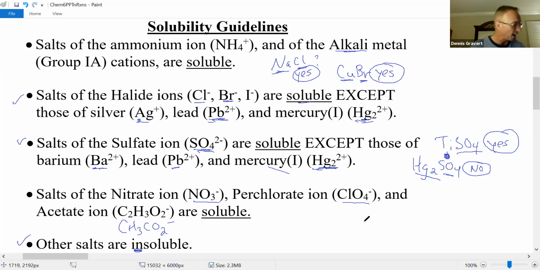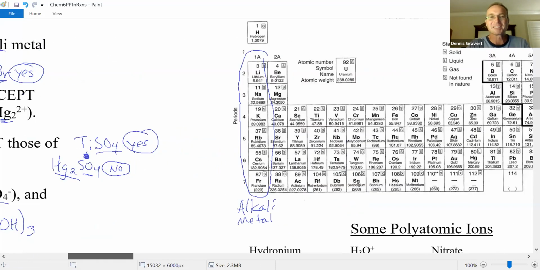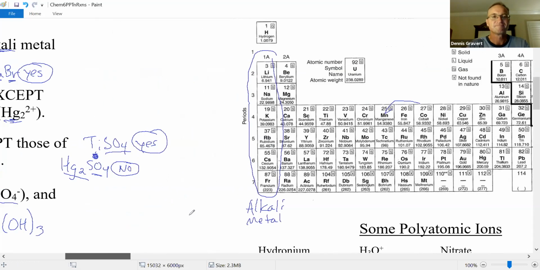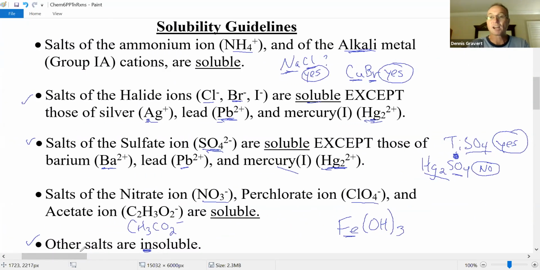So if you see something weird, like, let me look at my notes, remind me of something that's on the list. How about iron hydroxide? Is that soluble? Well, the cation's Fe, so check out the cations. Ammonium, alkaline metal, no. Fe is a transition metal. You get a periodic table on your exams. You could go here and take a look, yep, here's iron, right in the center of the gap. That's a transition metal, not an alkaline metal. Okay, hydroxide, it's not one of the halides. It's not sulfate. It's not nitrate. It's not perchlorate. It's not acetate. Oh, it's on the list. Then we're going to assume no. If it's on the list, assume it's insoluble.